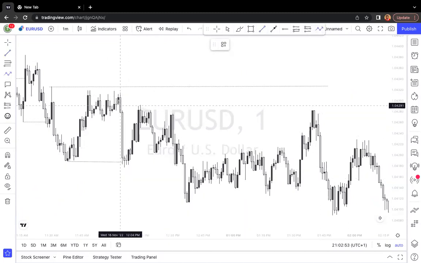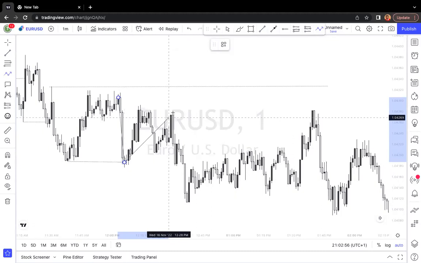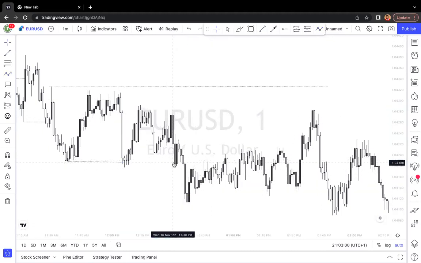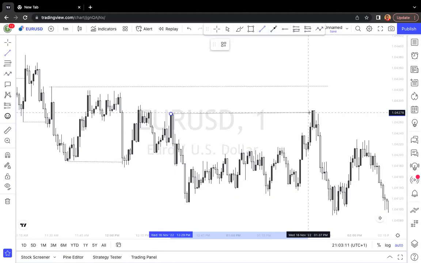Okay, I'll mark that out. Wave 1, 2, 3. Right? Who is the wave responsible for the break of structure? This guy. Right? So we had this, this, and then this. So I'm expecting to see some sort of liquidity grab above these highs.